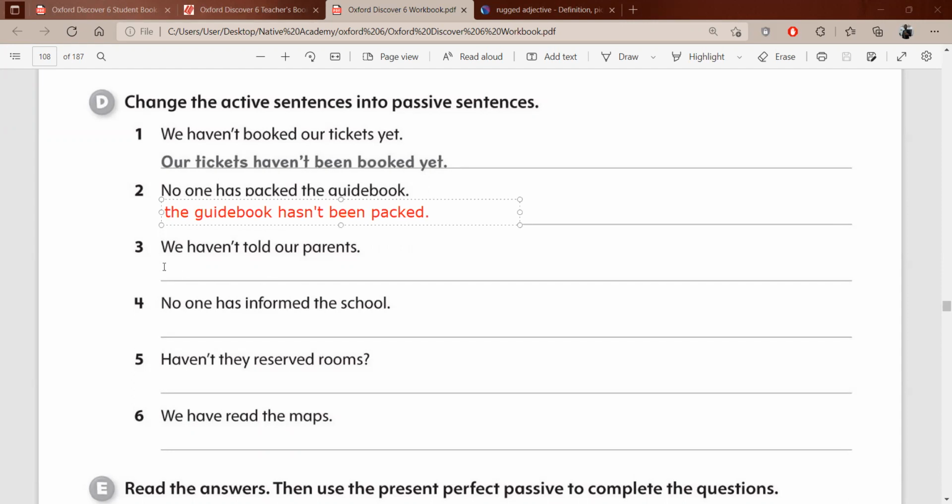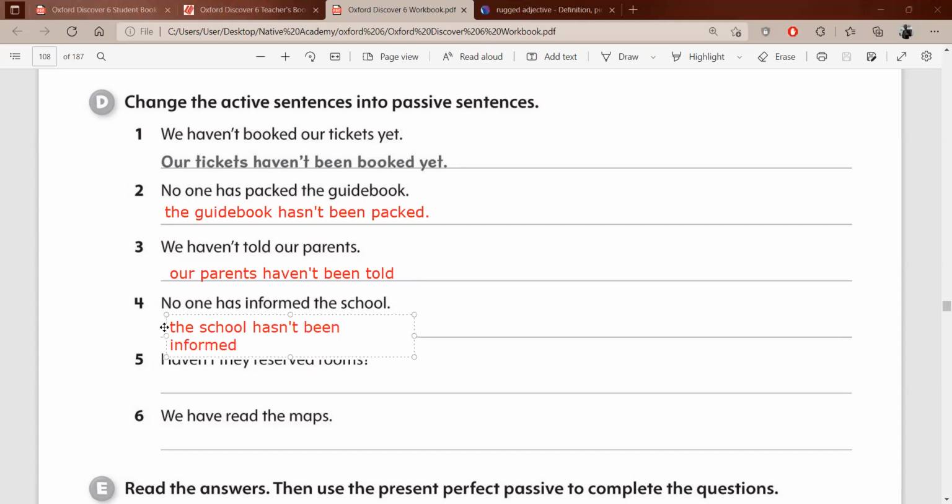We haven't told our parents. Our parents haven't been told. Haven't been told, of course. Number 4. No one has informed the school. The school hasn't been informed.